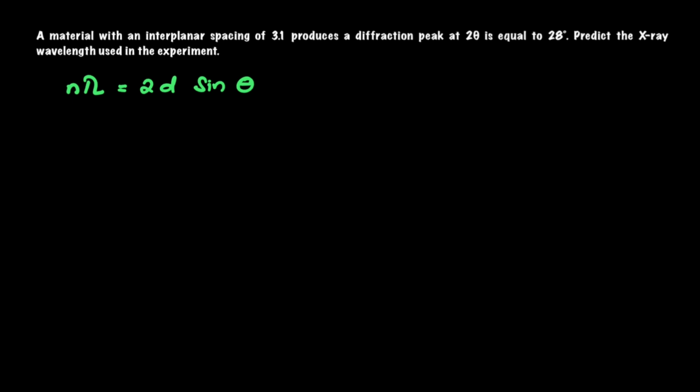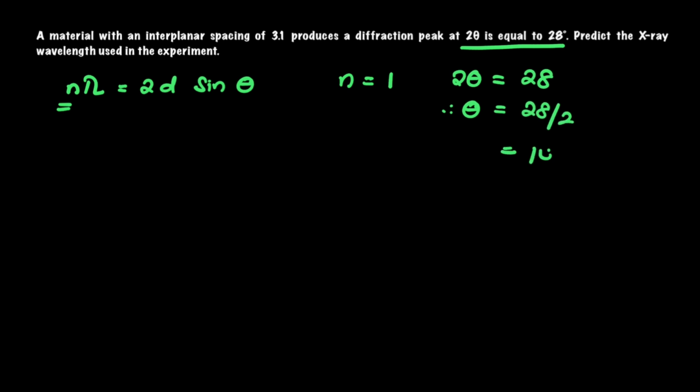Because in the question you are not given the value of n, we shall assume n is equal to 1. And then the question states that it's 2 theta. So 2 theta is equal to 28, therefore your theta is equal to 28 divided by 2, so equal to 14. Right, so now we're just going to plug in the values.